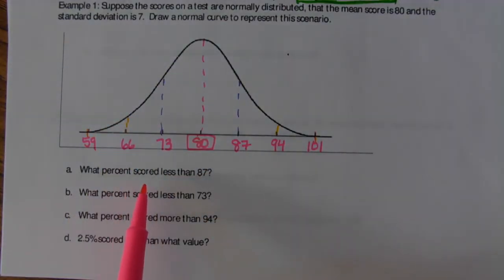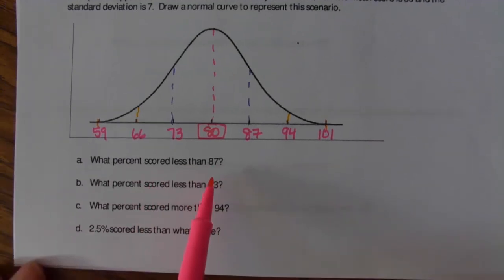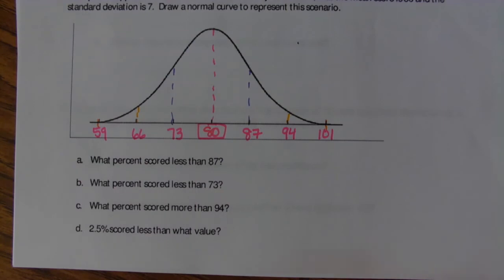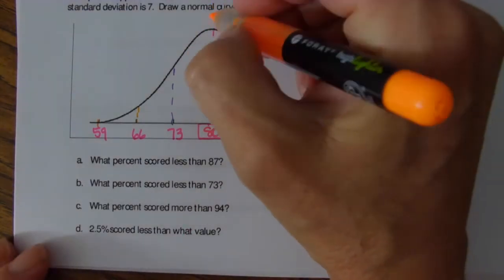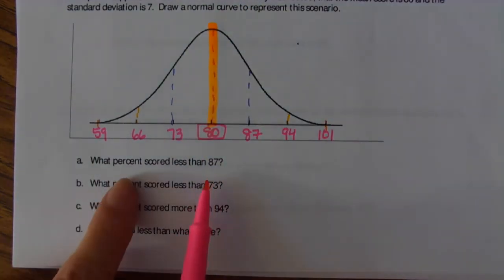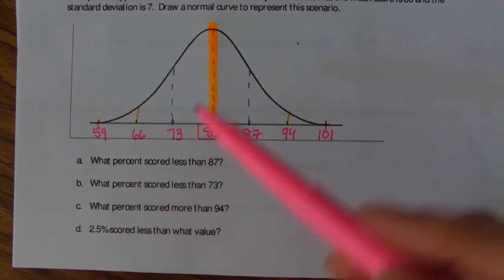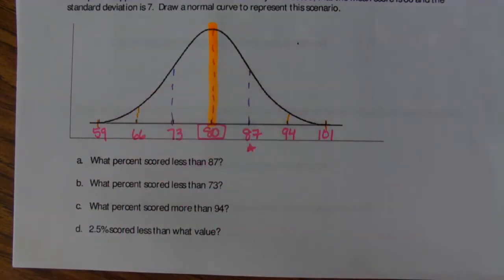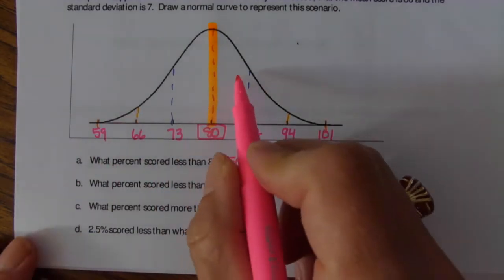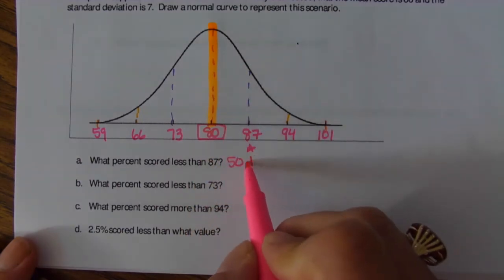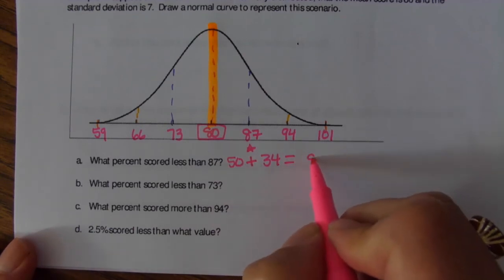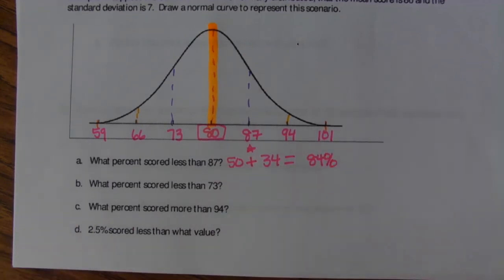So what percent scored less than 87? There's 2 ways I could do this. I could add each individual piece up, right? But let's think about something. This says less than 87, that's right there. From the orange on is 50%, right? So can I just say it would be this 50% plus this in here, which is how much? 34%, which is how much? 84.